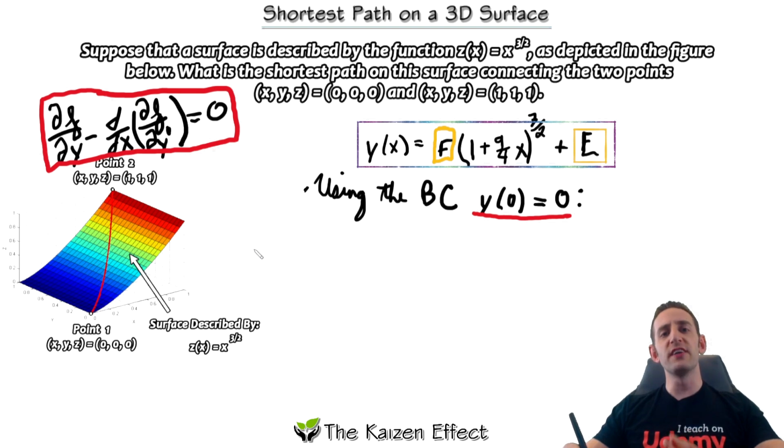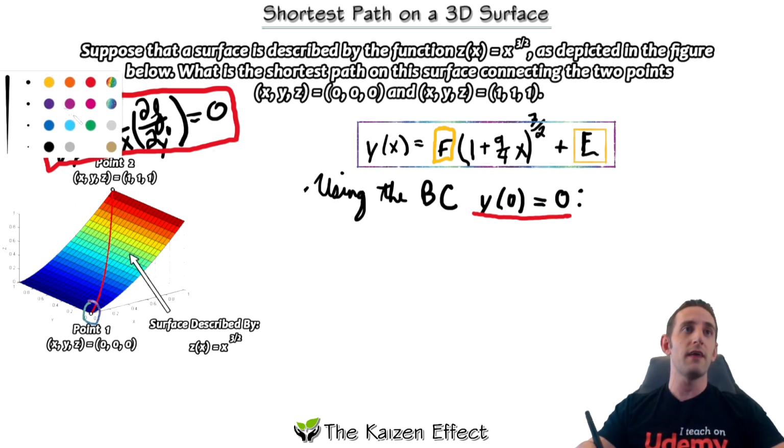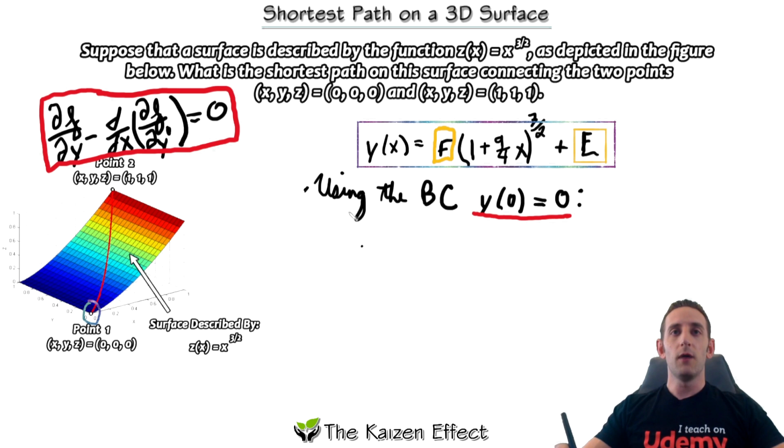So the first boundary condition I would encourage you to use is the easy one. Basically, we take a look at point 1 and we say, well, point 1, we know that y equals 0 and x equals 0. So we can say when x equals 0, y equals 0, plug that in, and we're going to get a very easy result from that.